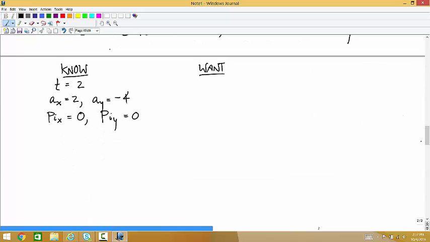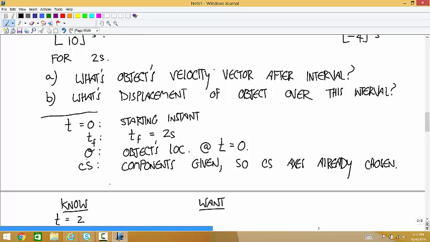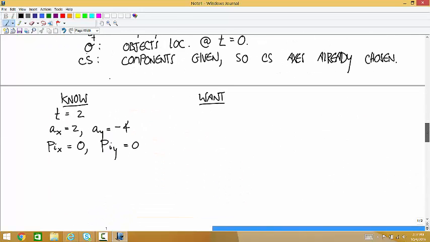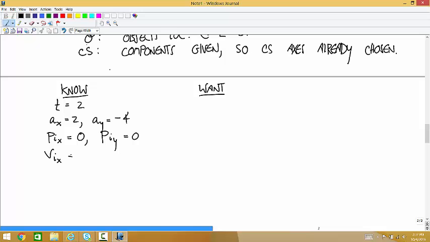Do we know anything about P final? That's one of the things we're trying to calculate. First, let's just calculate the velocity vector. So no, we don't know the final position. Do we know the initial velocity? Yes, that's given. Do we know the final velocity? That's what we're trying to calculate. So I'm going to write both of these up here. We'll just do them one after another.